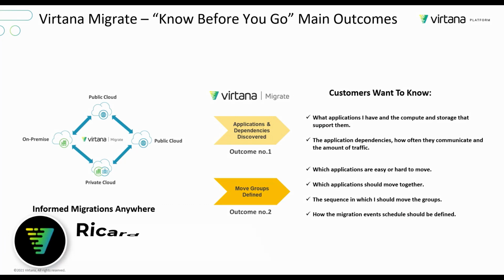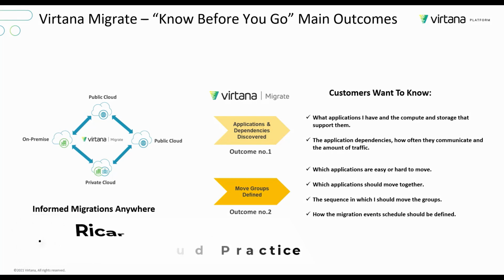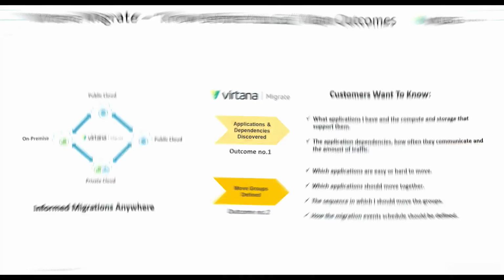Virtana Migrate answers those critical questions via three main outcomes. The questions that we answer are what applications I have and the compute and storage that supports them. What are the application dependencies? How often they communicate? The amount of traffic. Which applications are easy to move? Which applications should move together? The sequence I should move those applications. How often the migration event should be defined. Those are the answers that Virtana Migrate provides.